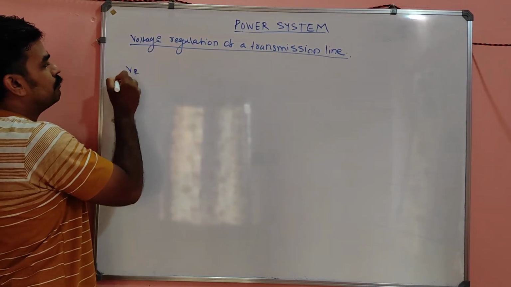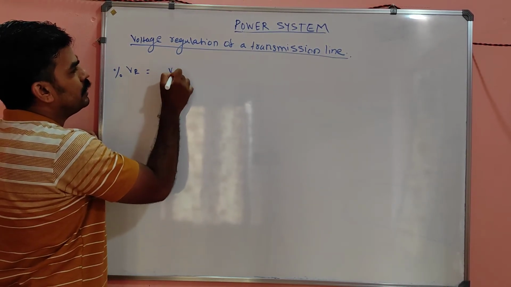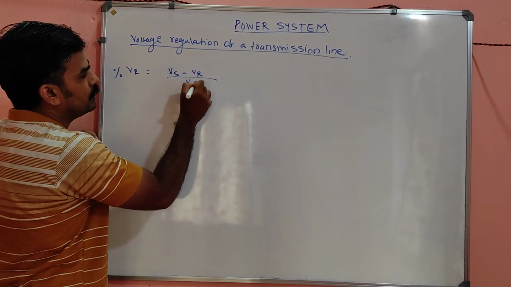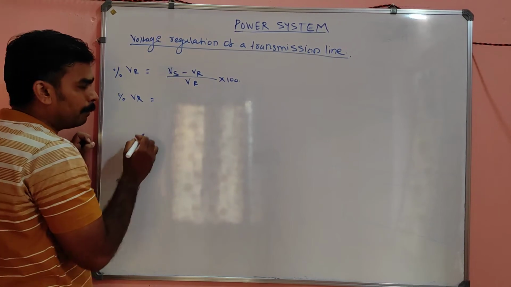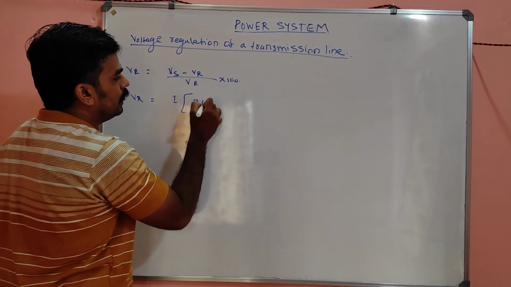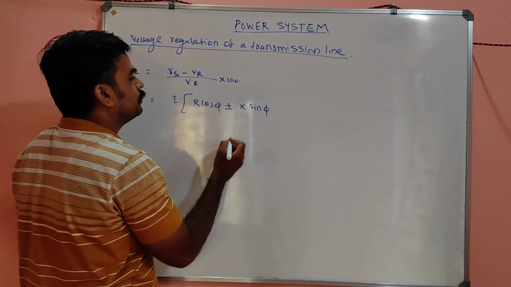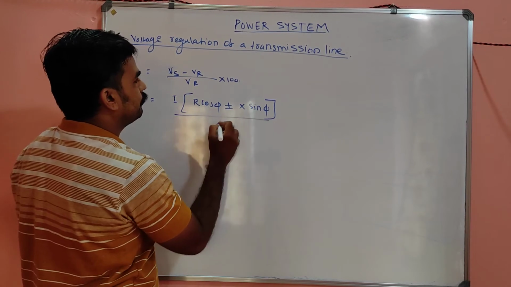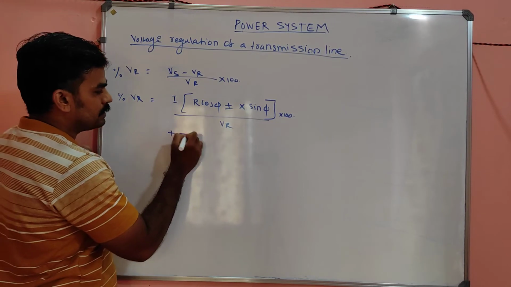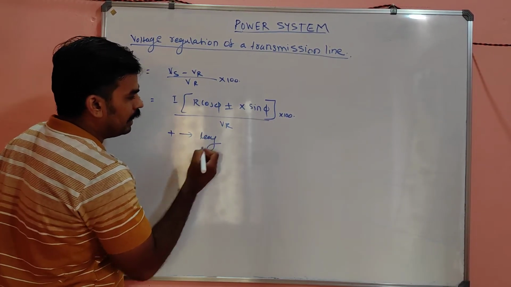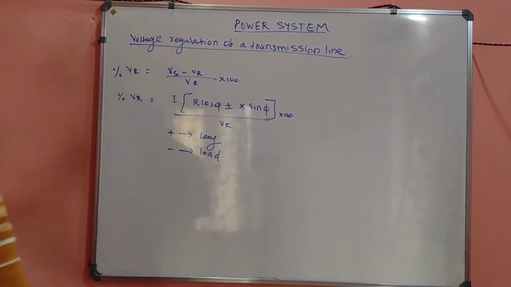So the percentage voltage regulation is nothing but sending end voltage minus receiving end voltage divided by receiving end voltage into 100. Or in other words, percentage voltage regulation will be equal to I into (R cos phi plus or minus X sin phi) divided by V_R into 100, where plus is for lag, minus is for lead.